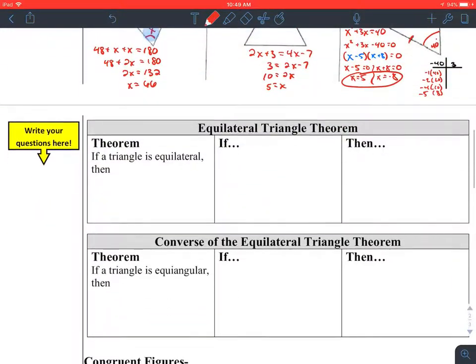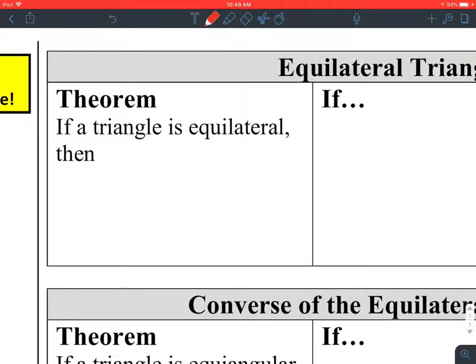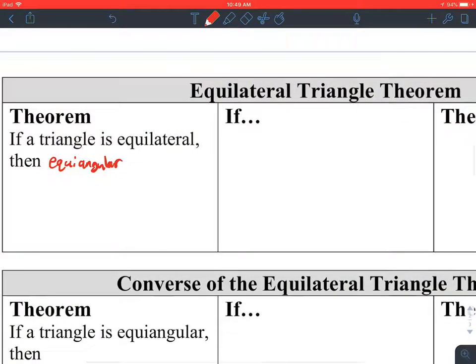Hey, more theorems. Awesome. Equilateral triangle theorem. If a triangle is equilateral, then it is also equiangular. Equiangular means all the angles are the same. So let's say that we have this triangle, triangle N, and we know that the sides are the same length, because that's the hypothesis: a triangle is equilateral.